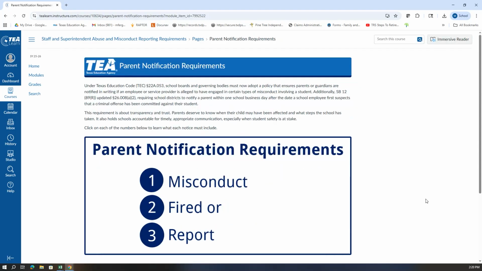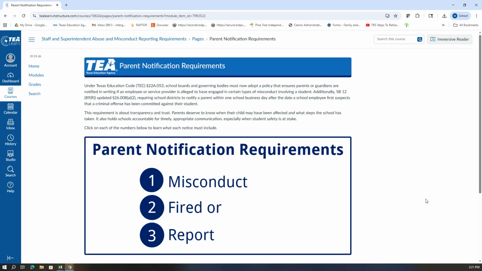Parental notice. Under TEC 22A.053, school boards and governing bodies must now adopt a policy that ensures parents or guardians are notified in writing if an employer or service provider is alleged to have engaged in certain types of misconduct involving the student. Additionally, SB 12, updated 26.008A2, requires school districts to notify a parent within one school business day after the date a school employee first suspects that a criminal offense has been committed against their student.